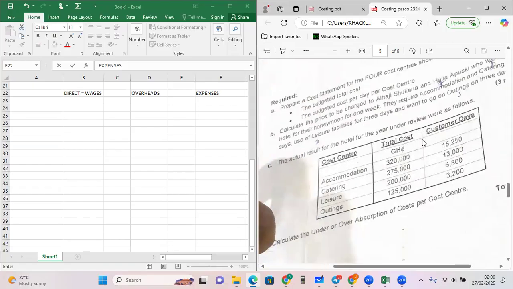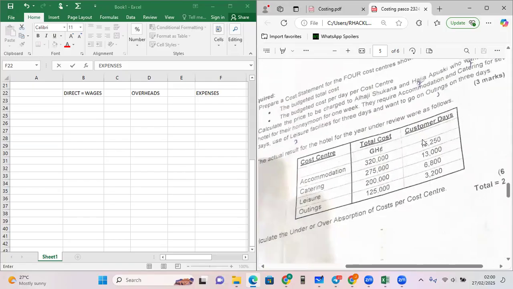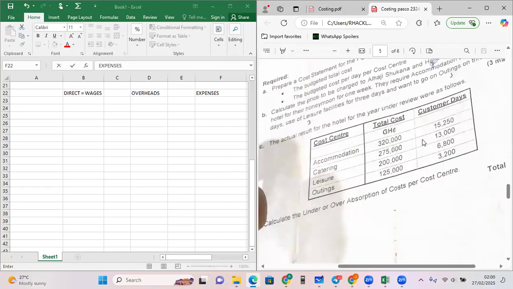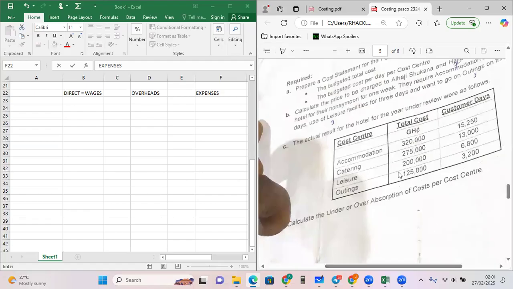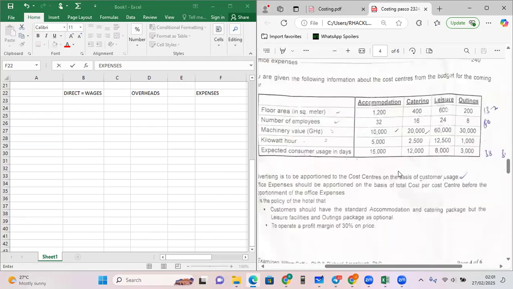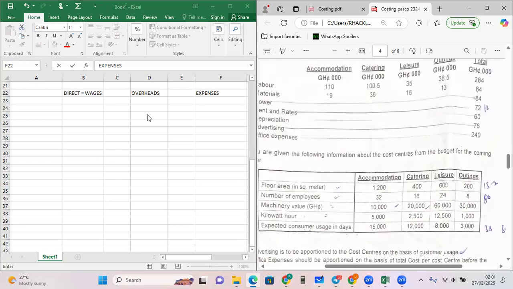Now, the actual results for the hotel for the year ended were as follows. This is for accommodation and the customer days and the like. So they are then last to calculate whether there has been an under absorption or over absorption, which we treated in overhead analysis. We are going to do the same thing here. Don't worry, this is so simple. We are going to do it. So now, let's begin.